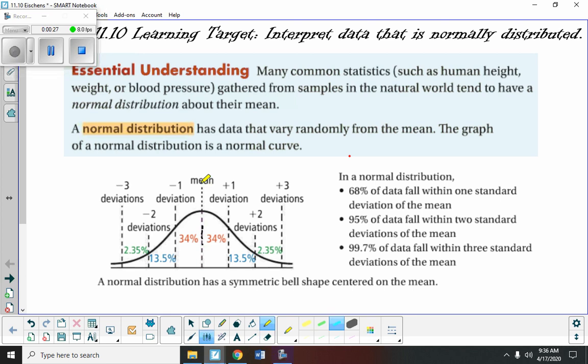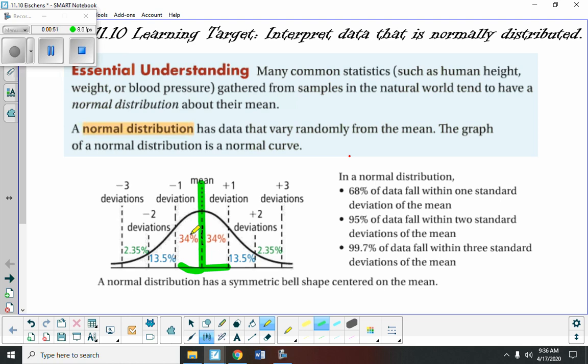So here's the mean right here, when you have data. And we learned about standard deviation in our last lesson, which is kind of like the average distance that numbers are away from the mean. And so you have 34% on each side of the mean. So a total of 68% of the data is right around the mean.